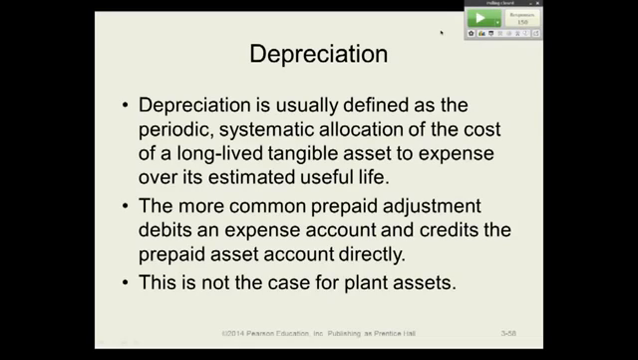So the balance here is a debit. The question next is, how do you record that? What's the basis for recording a plant asset? It's at what? Historical cost. So that's the cost of the asset.